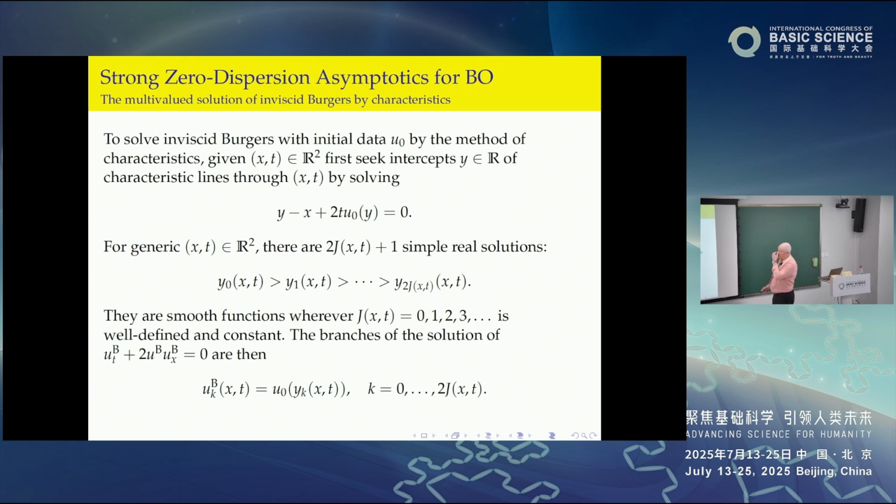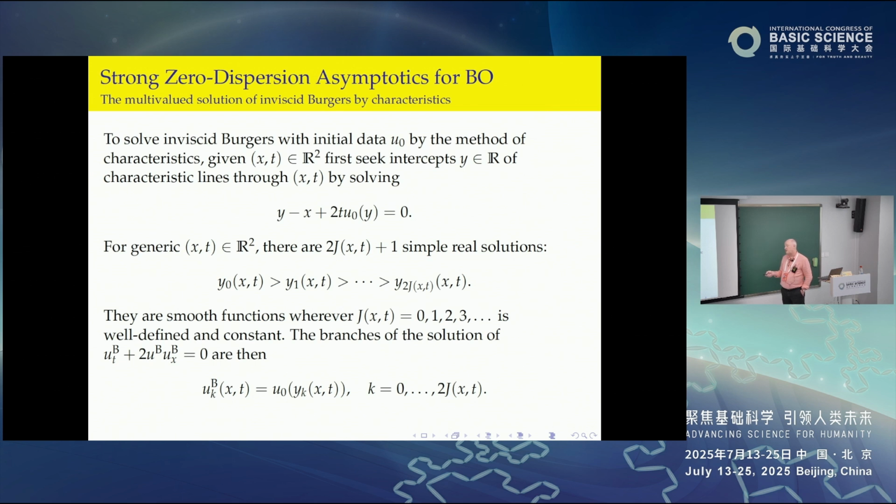Let me tell you about our zero dispersion results in this way. So first of all, let's remind ourselves what you do to solve the inviscid Burgers equation by characteristics, right? So you're given a point (x,t) in the plane, in R^2 like this, and you look for intercepts y of characteristic lines that pass through the point (x,t). And you do that by solving this equation here for y, okay? So x and t are given, solve for y. This is the initial condition of your Burgers equation, okay? And then it's an algebraic equation to solve for the y.